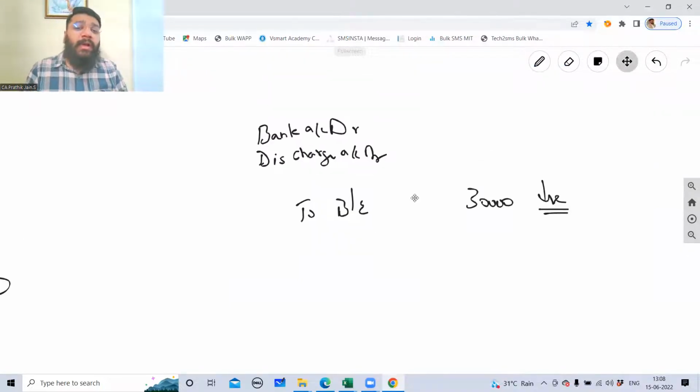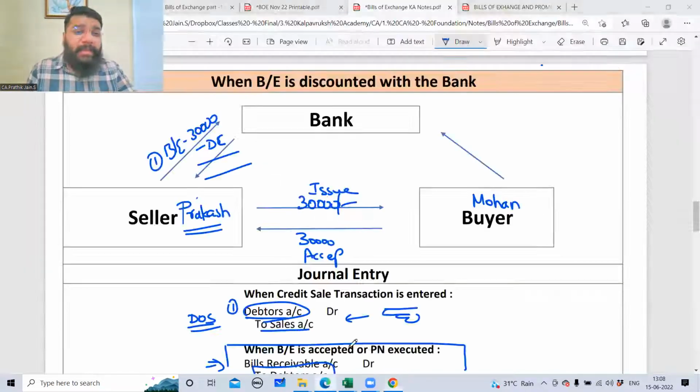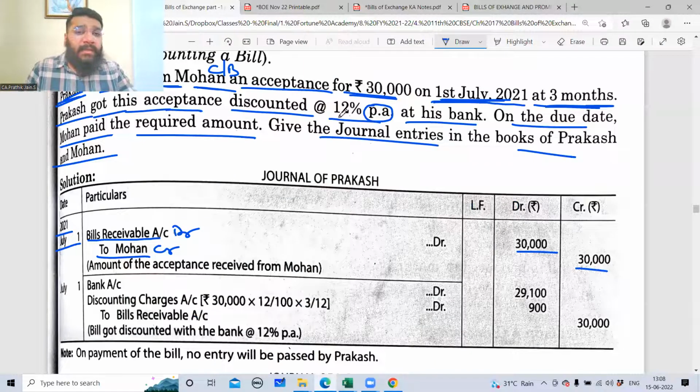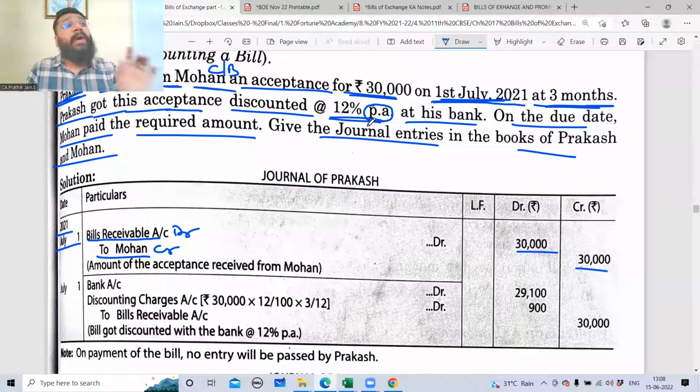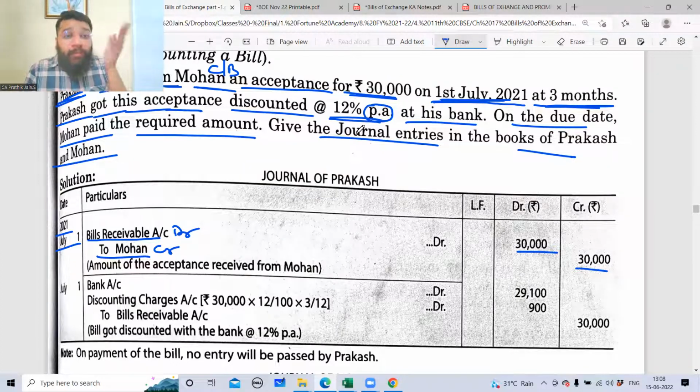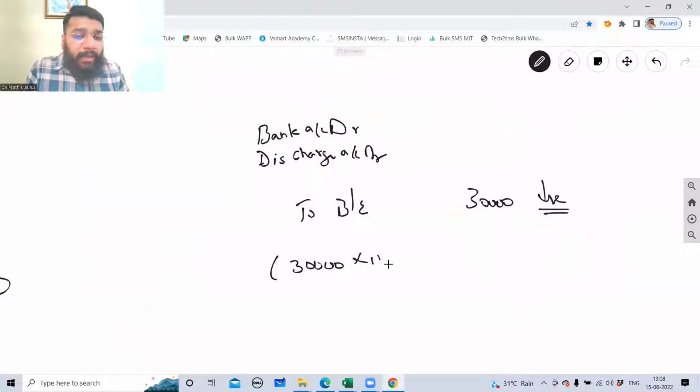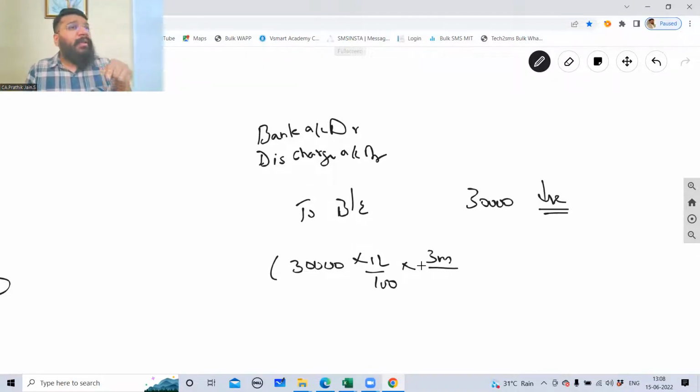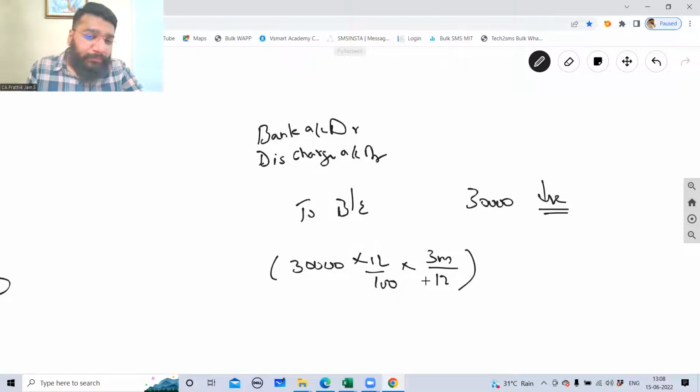Now the question is, how do we calculate the discounting charges? You are enjoying this 30,000 for how many months? 3 months. The banker is saying that whoever takes money from me has to pay me 12% per annum. If you're enjoying this money for the entire year, pay me 12%. If you're enjoying it for 3 months, then calculate for 3 months. Therefore, it will be 30,000 into 12 by 100. This will give you the interest for the entire year. But we are enjoying this money only for 3 months, because after the 3rd month, the banker is getting the money from my customer. So he has not lent me any money after that period. So 3 by 12. Please calculate and tell me the interest amount.